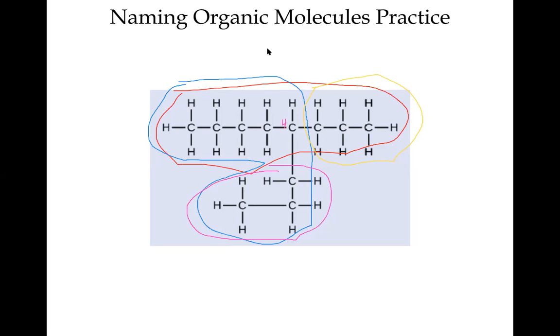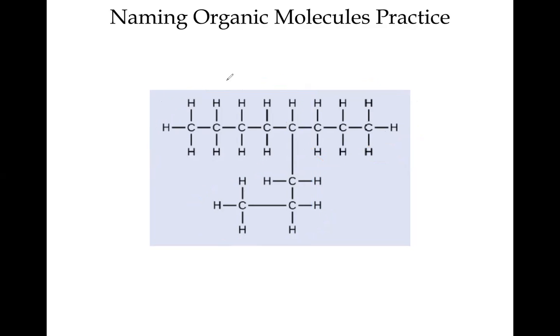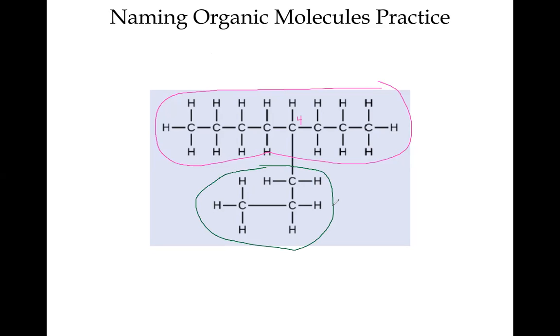So let me clear all this stuff off because it's looking messy. What I'm saying is we can go this way, and this becomes the 4th carbon. And then this becomes a 3-carbon alkyl group, which is propyl. So 4-propyl octane, right? Because it's on the 4th carbon.